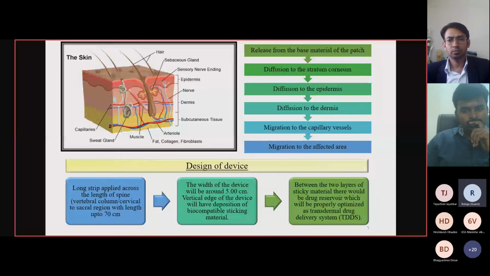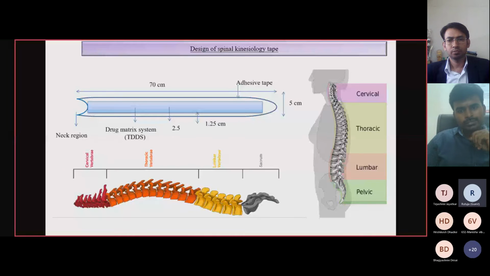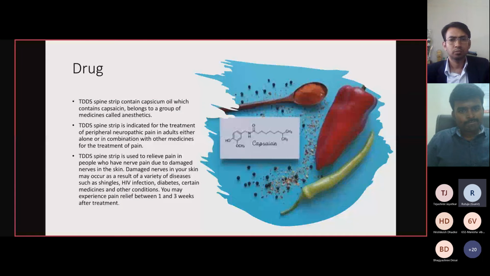The design of the spinal kinesiology tape is, you can see here, the kinesiology strip containing an adhesive tape, and above that there is a drug matrix system consisting of polymers along with a drug reservoir running through cervical to sacrum along a length of 70 centimeters. The drug in this reservoir system is capsaicin oil. This TDDS spine strip contains capsicum oil, which contains capsaicin, belonging to a group of medicines called anesthetics.